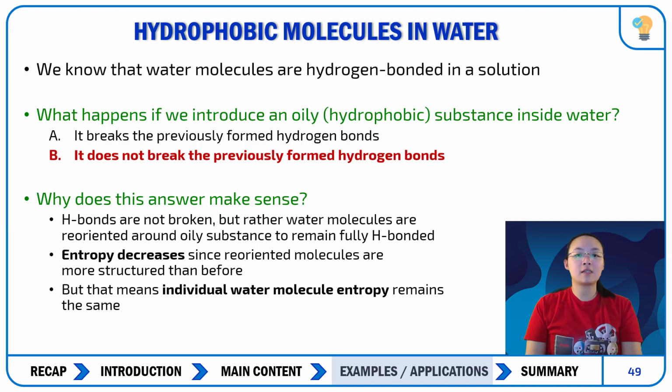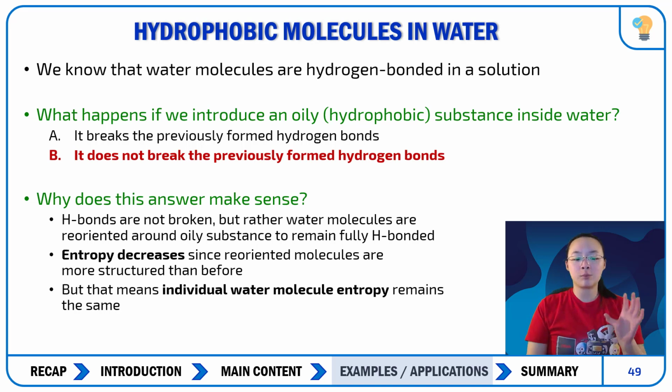So the idea is that when we introduce an oily substance inside water, it's not going to break the previously formed hydrogen bonds, but instead, the water molecules are going to reorient themselves around the oily substance to remain fully H-bonded. So that in itself does make sense, but we're in a course that really focuses on entropy, and before I said that entropy has to do with the amount of disorder in the system, and that there's a law of increase in entropy, so we always want to increase entropy. And that's the same with these water molecules. They want to increase entropy.